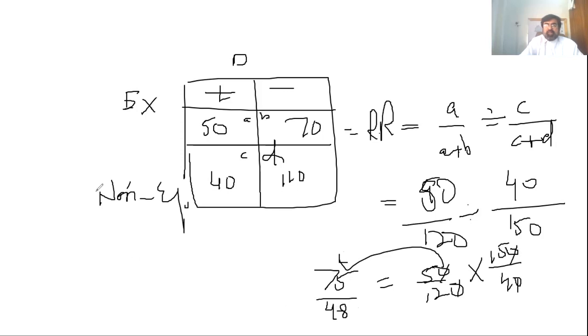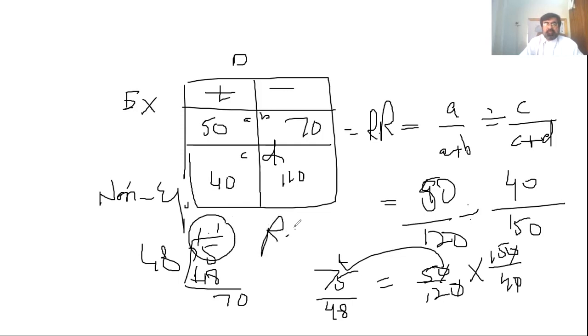So if you divide 75 by 48, that will give you 1.1 something or something like that. So that is a relative risk.